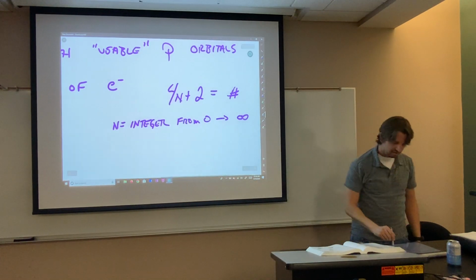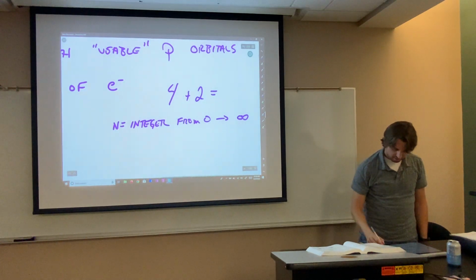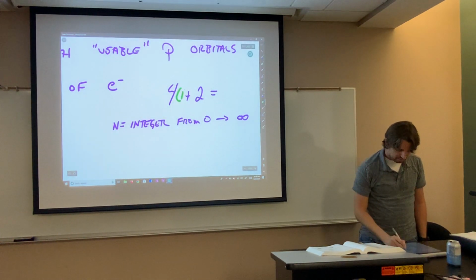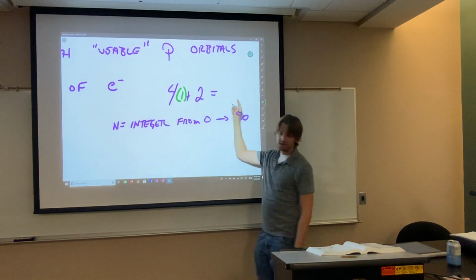So, for instance, okay, let's say that I pick the number 1. Okay, so 4 times 1 is 4 plus 2 equals 6.